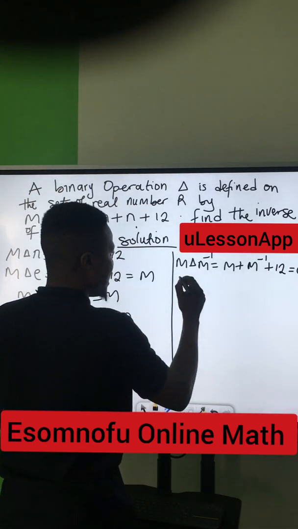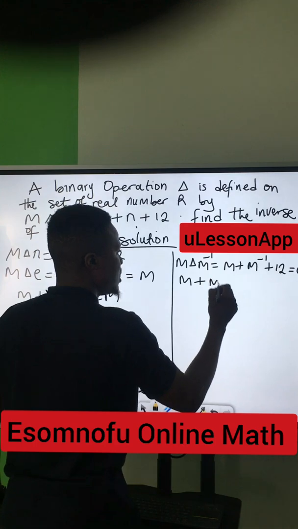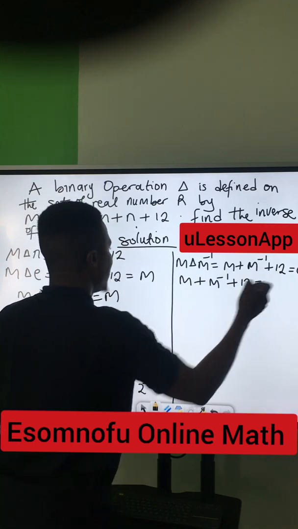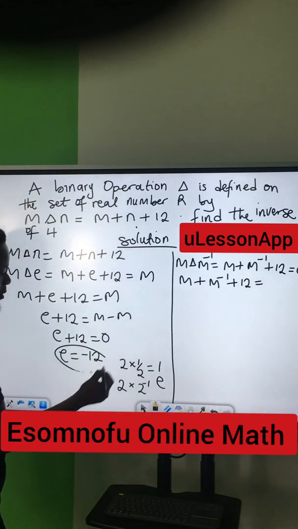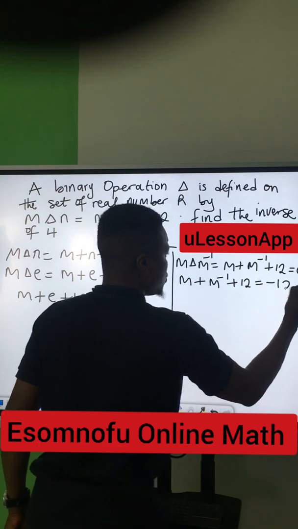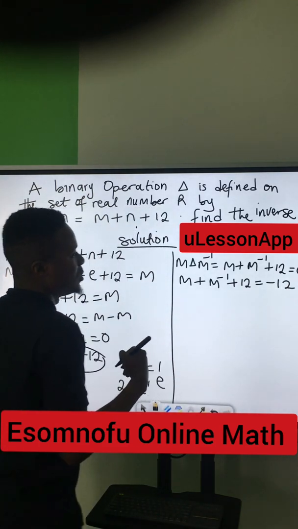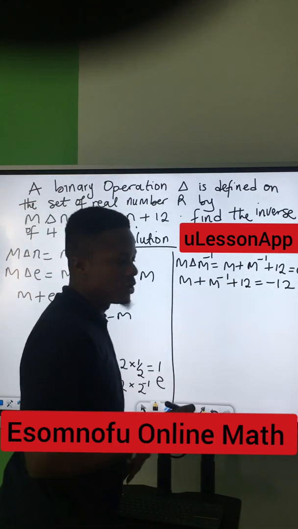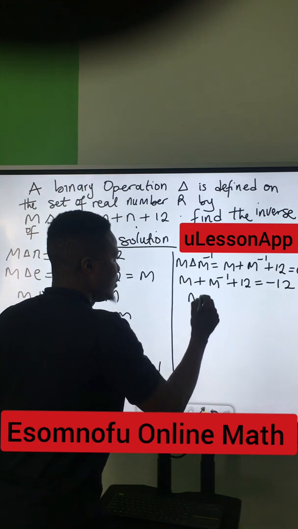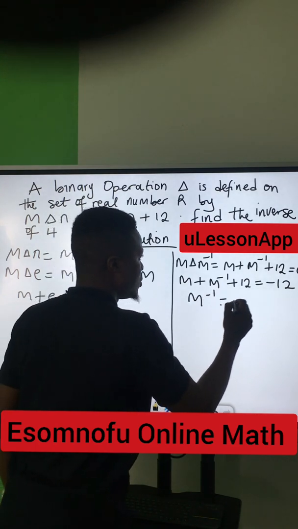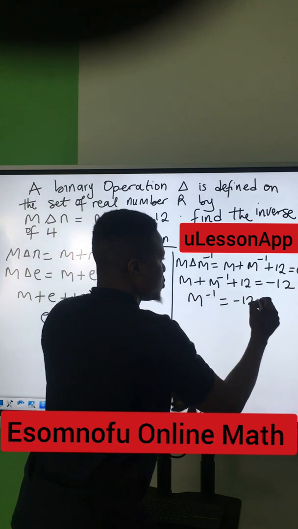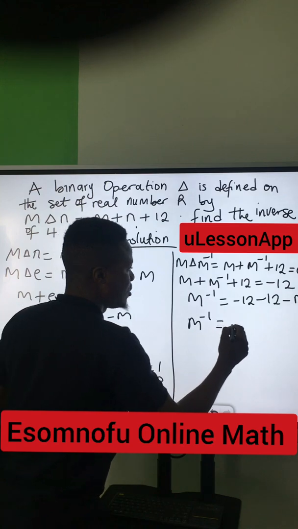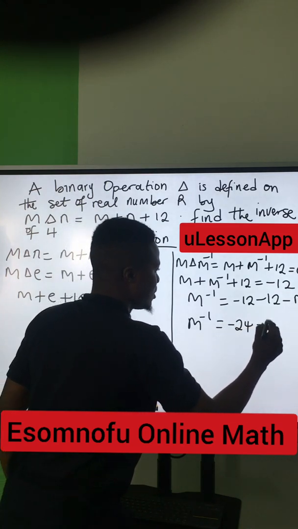So I can now write that M plus M inverse plus 12 equal to E. E is the identity element, and the identity element gives us minus 12 from here. So you write minus 12. Alright? So M plus M inverse is equal to 12 minus 12. So M inverse will now be equal to minus 12. This plus 12 comes over here, then minus M. So M inverse will be equal to minus 24 minus M.